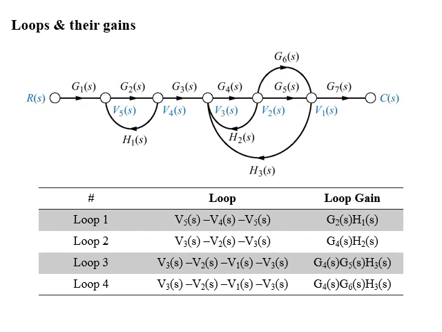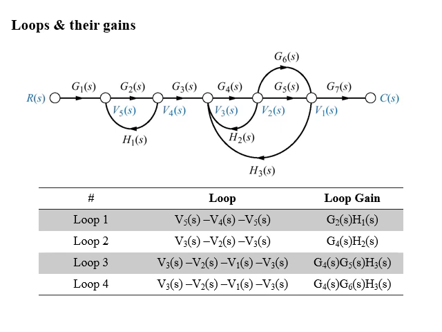Now we will find loops and their gains. Any closed path which starts and ends on the same node without passing through any other node more than once is known as a loop. Students, first of all you have to find out how many loops or closed paths exist in a system.